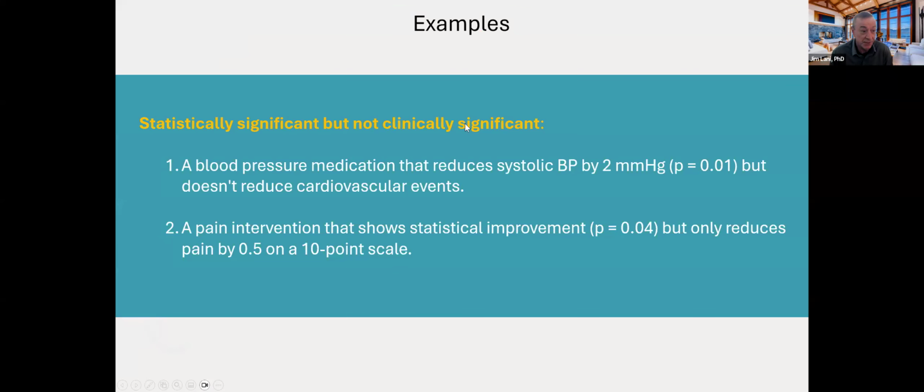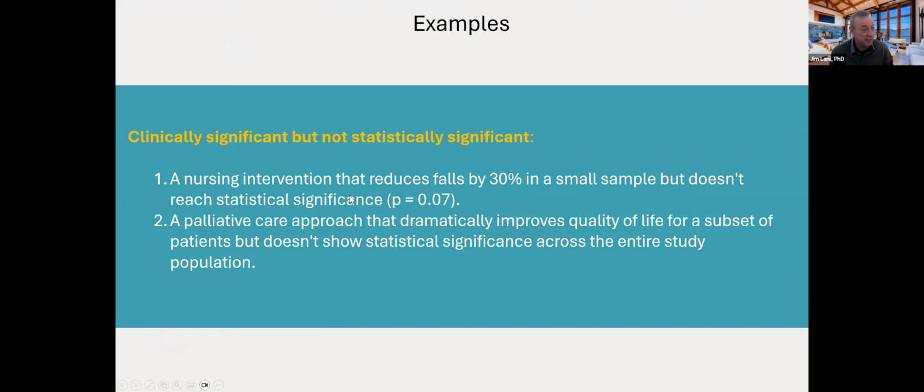Very briefly, statistically significant but not clinical: a blood pressure medication is statistically significant, but it doesn't reduce cardiovascular events. Clinically significant but not statistical: reduce falls by 30%, but it doesn't reach statistical significance. Guess what? That's a big deal, right? I forget what the numbers are, but it's something in the order of 300,000 to 700,000 falls in hospitals annually, and some 10% are really important to reduce.